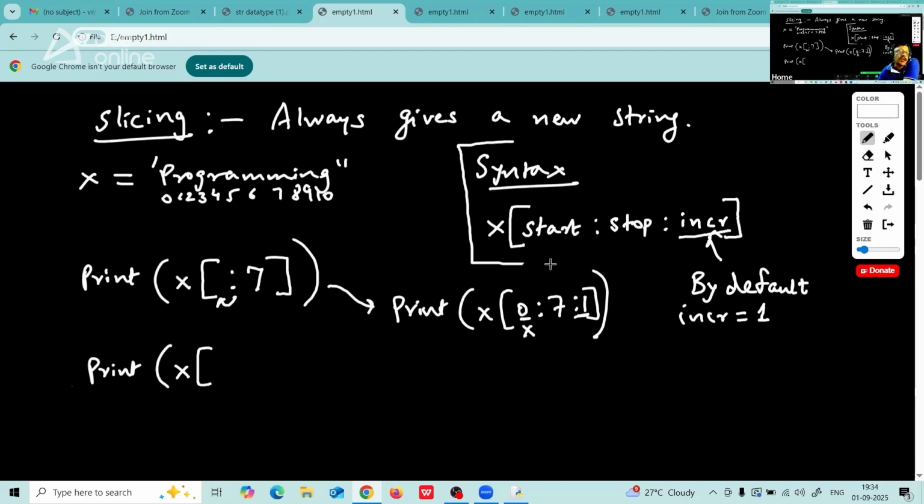Just check out this. Suppose I give colon, then I give 6::(-1). This is what I have given. You watch. Now again, I have not given start. I have given stop as 6. But increment is negative now. I hope this point is understood by everyone. I repeat this point. I'll write it also.